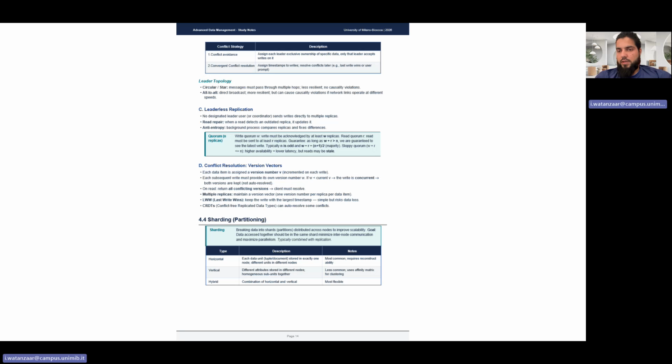The goal is to improve scalability, minimize inter-node communication, and maximize parallelism. Parallelism means accessing data in parallel by multiple users. Sharding is typically combined with replication. We should not forget that sharding also works combined with replication.